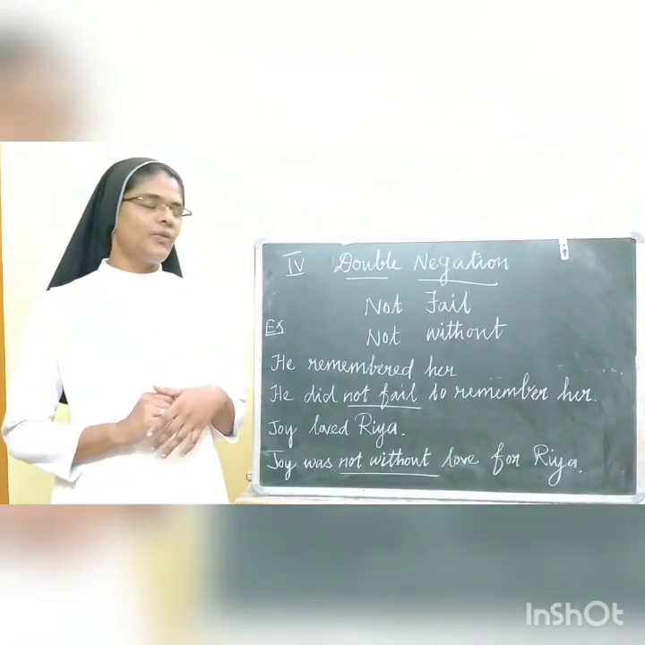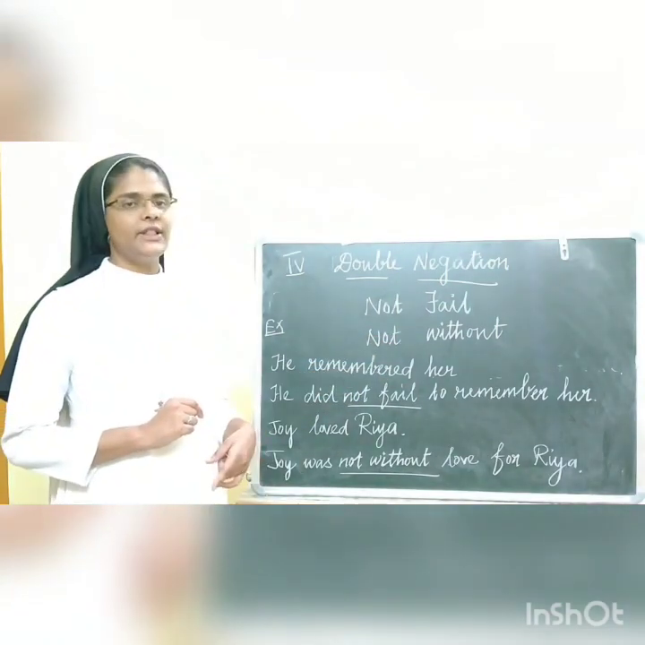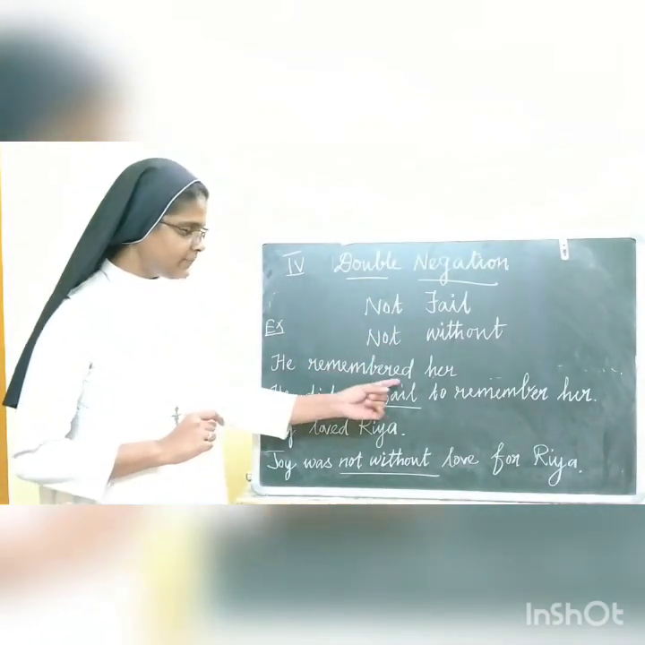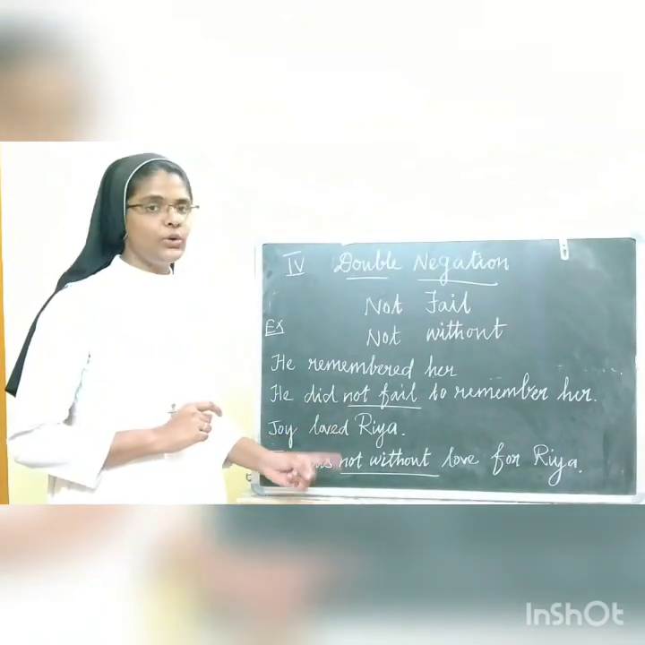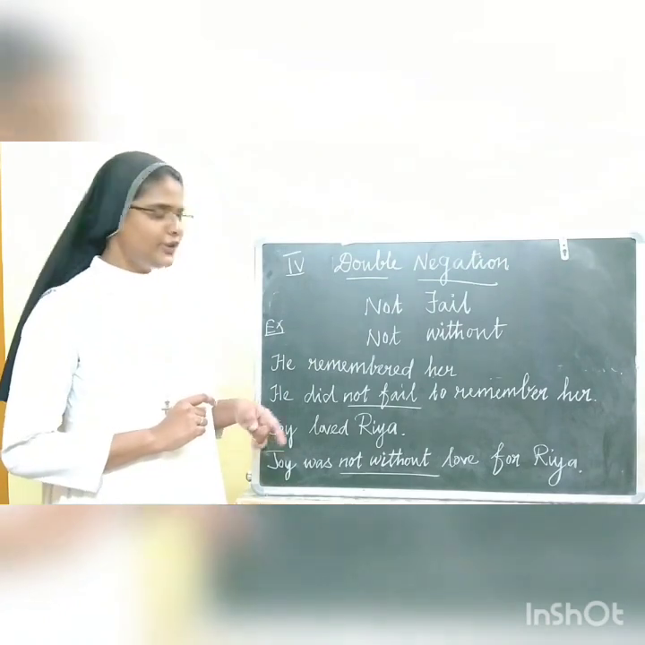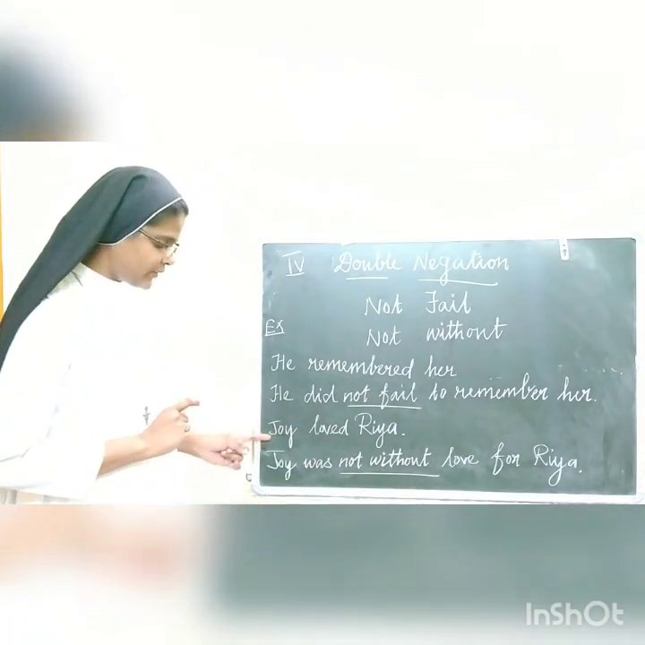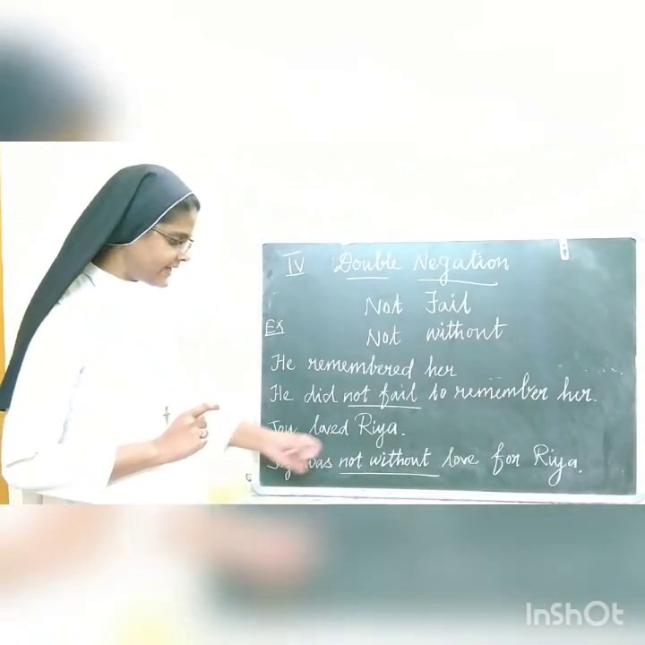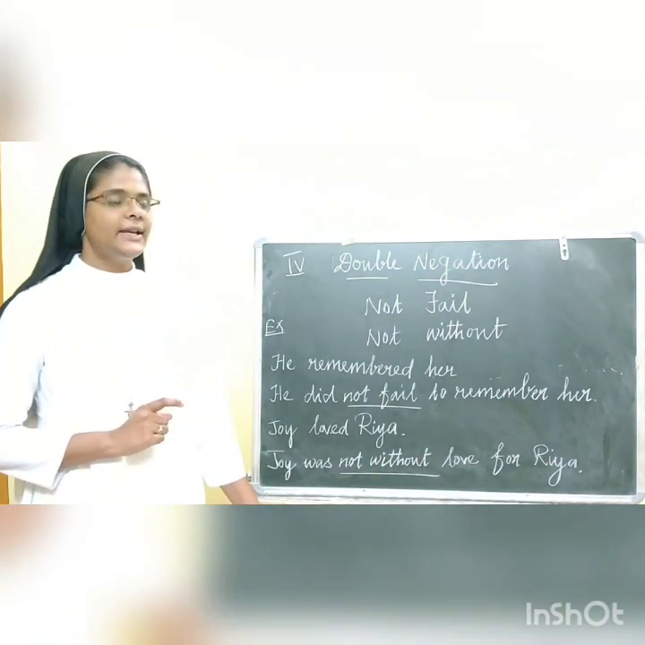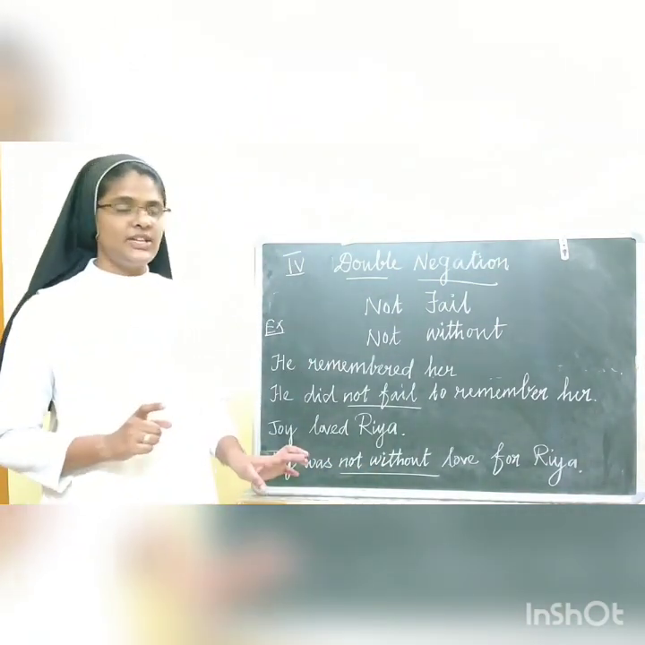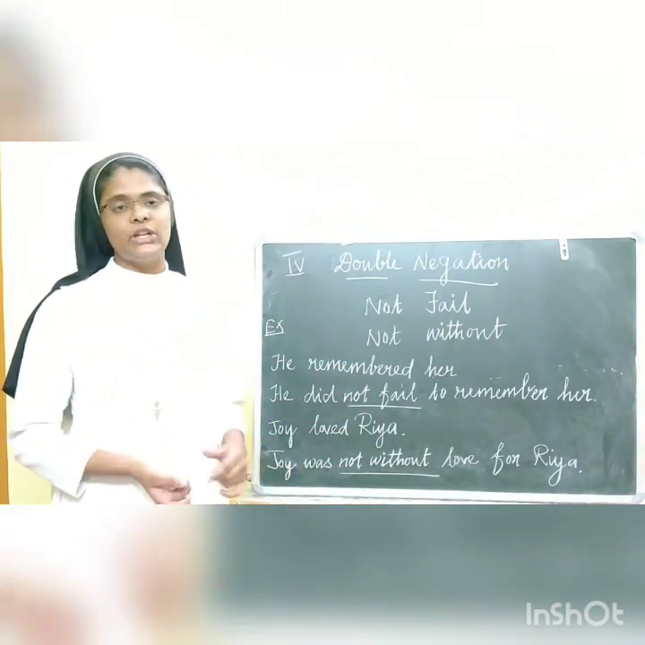Now let us see the fourth case, double negation: not fail, not without. For example, he remembered her. This is an affirmative sentence. Now we change it into a negative sentence by using not fail. He did not fail to remember her. Another example: Joy loved Riya. Joy was not without love for Riya. Here the meaning of the sentence is not changed, but we used double negation to make a negative sentence.